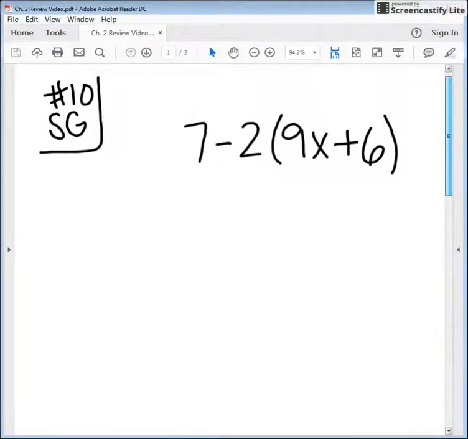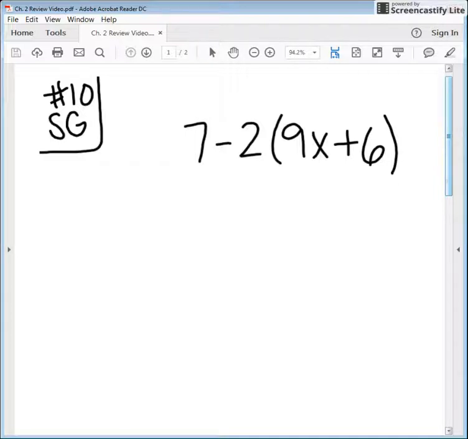Hi students, I want to give you a good example of using our distributive property to simplify an expression. I want to walk through number 10 on your study guide. I know I did this in class, but I want you to be able to look through and really focus on the points that you may be struggling with.